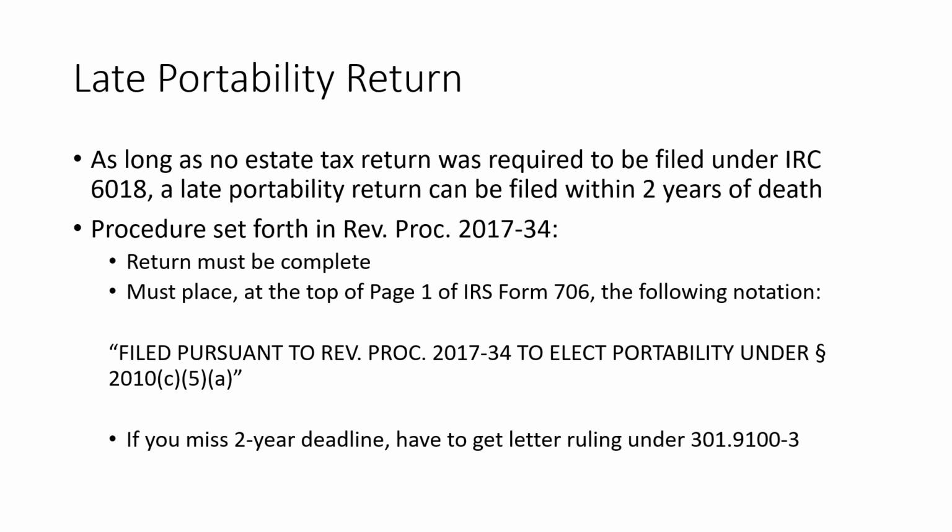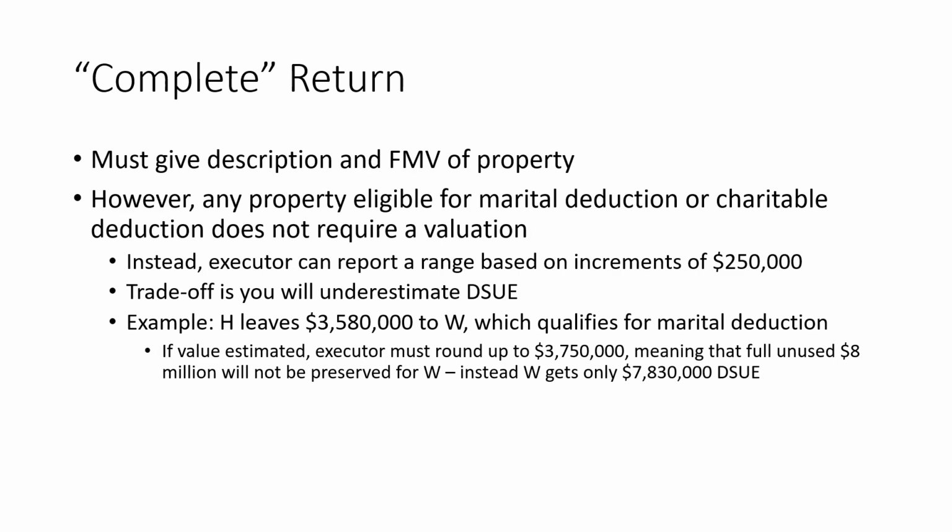The return must be complete. We'll cover that in a second. And then you must place at the top of page 1 of the IRS Form 706, the estate tax return, the following notation. You must say that it's filed pursuant to Rev Proc 2017-34 to elect portability. And if you miss this 2-year deadline, you could potentially still have a late portability return, but you have to get a letter ruling under the Treasury regulation that authorizes late elections, which is a pretty involved and expensive process.